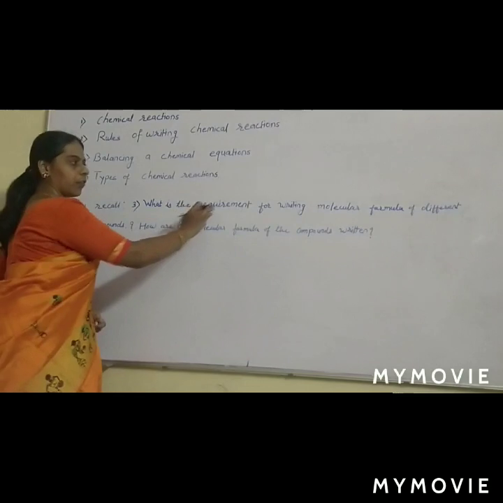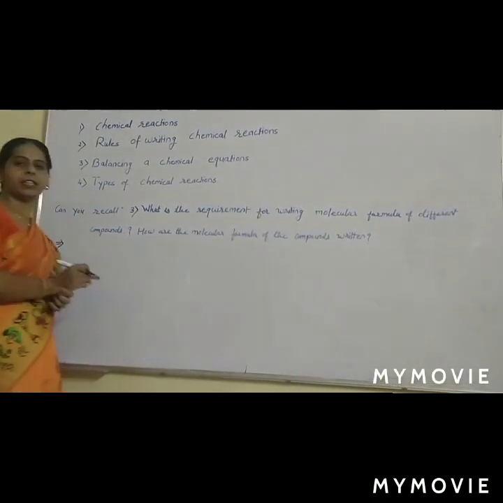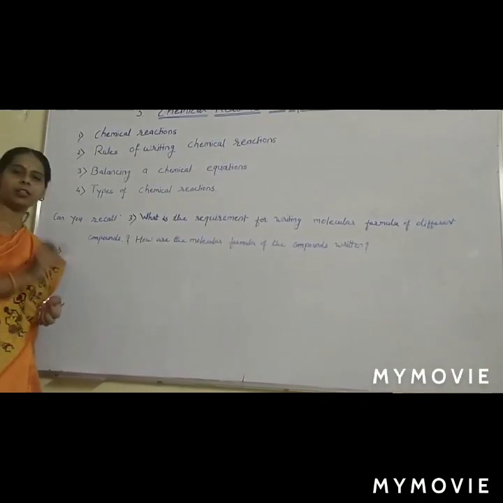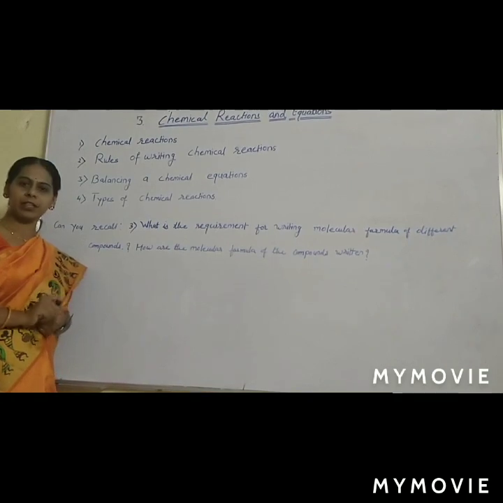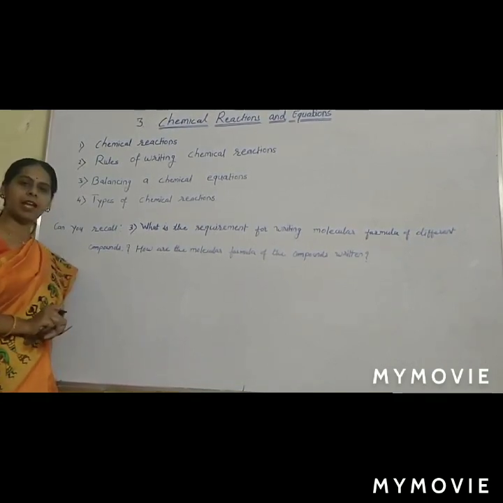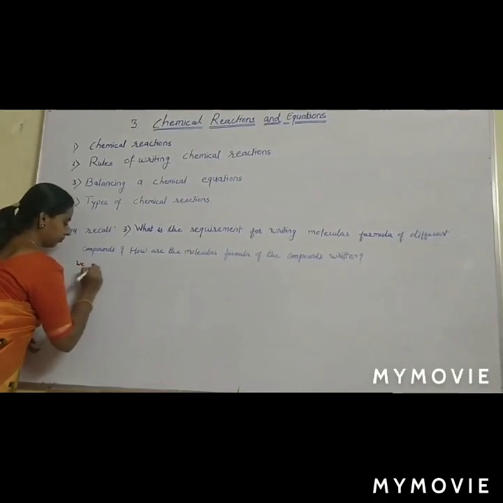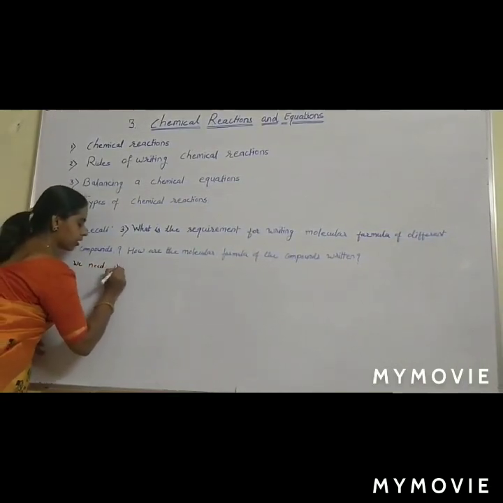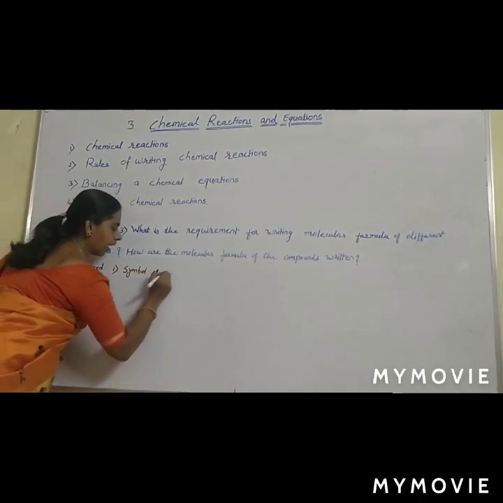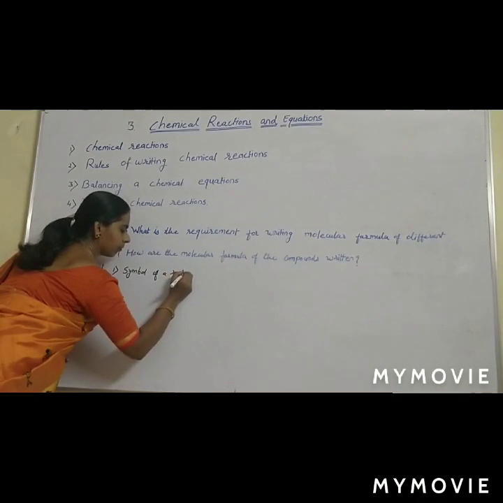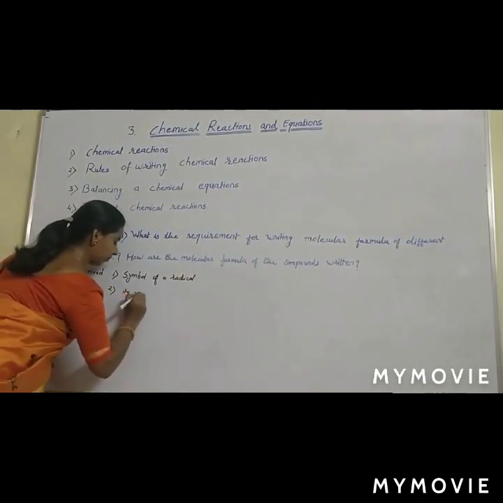Third question, what is the requirement for writing the molecular formula of different compounds? While writing the molecular formula, we need two things. First is the symbol of the element, that is, the symbol of the radical, and second is the valency of that radical.